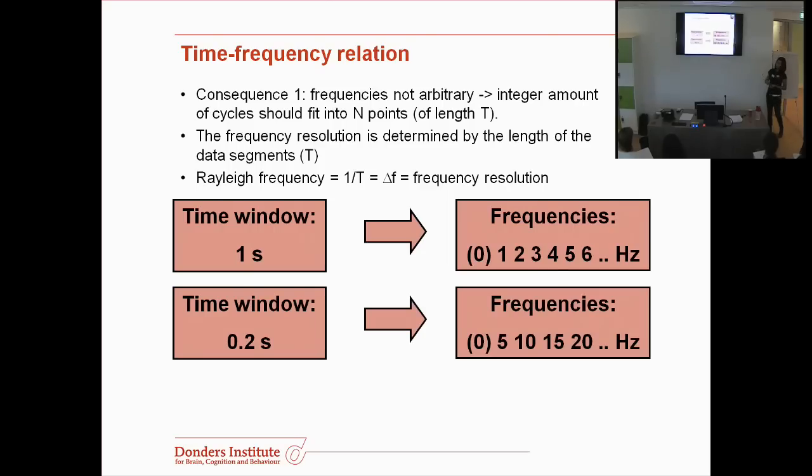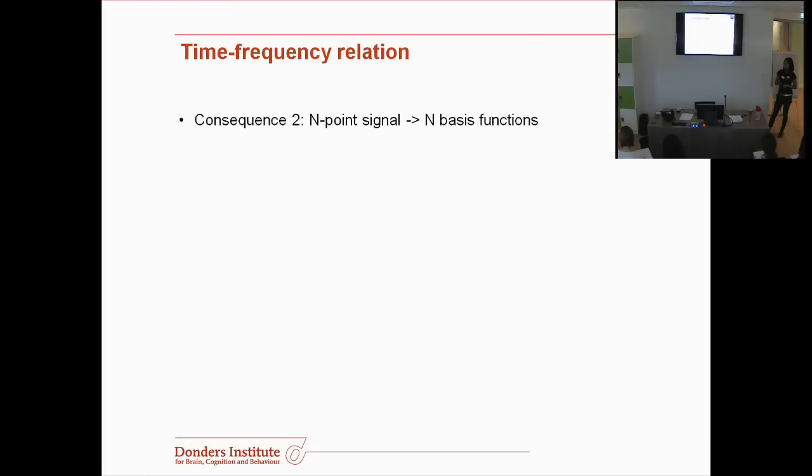Yes, exactly. So you can estimate in 5 Hz intervals. So this says that your time window constricts the frequencies that you can estimate. Okay, so the second consequence is that given that you have an endpoint signal, you can only use n basis functions.